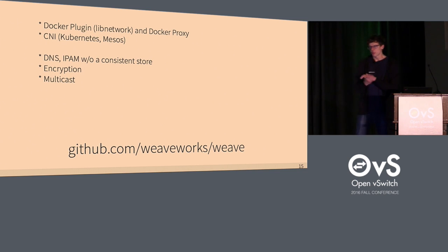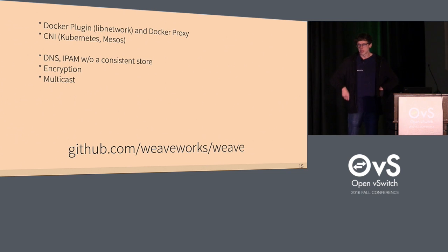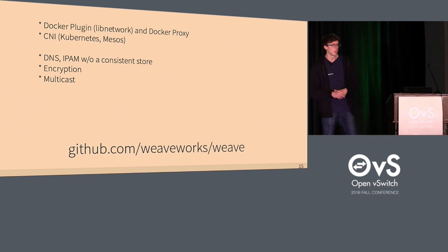The other features of WeaveNet is that, as I mentioned before, this gossip library is really generic. So on top of that library, we built our DNS server, which doesn't rely on any consistent store. So basically, all the DNS entries are broadcasted in the network. And the same we did with the IP address management. So all the IP allocations are broadcasted in the gossip cluster.